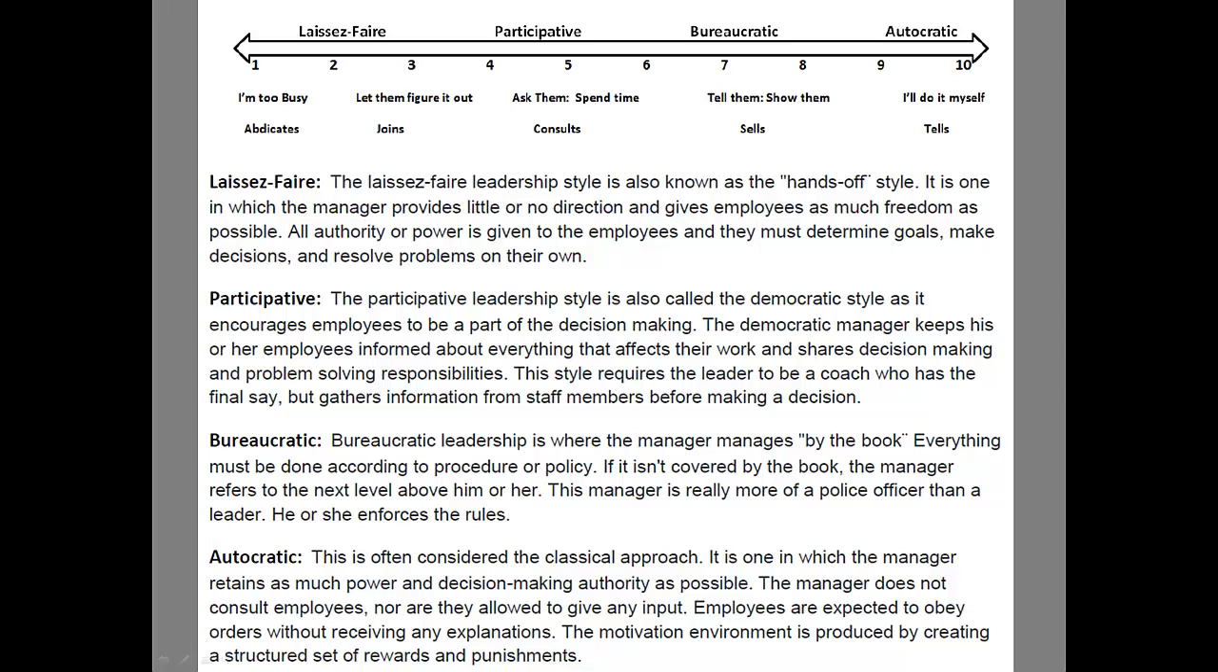What we're looking for is participatory. That's where there's this asking and spending time and consulting. And notice it's very similar to Blanchard that tells, sells, consults, joins, and abdicates. But it's a little bit easier to see in terms of how the structure goes.